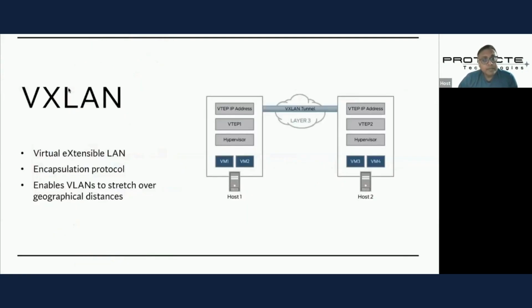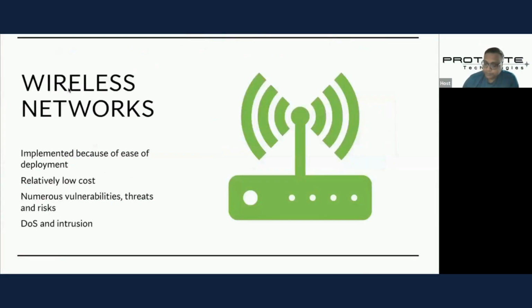VXLAN is a protocol which allows you to extend your LAN over internet. Now, suppose your office is in Delhi, okay, and you have a LAN here, and you want to have the same LAN extended to your Mumbai office. Okay, you can use a protocol called VXLAN to extend this LAN protocol over the internet using virtual tunneling. Okay, that's called a VXLAN protocol.